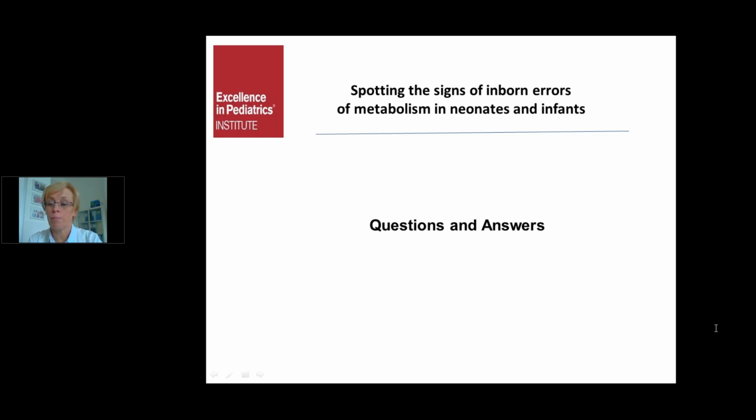What are the main patterns of inheritance in inborn errors of metabolism? Well, there are all possible patterns, all types of inheritance are possible in inborn errors of metabolism. Of course, autosomal recessive is the most common. However, again, all types of inheritance are possible, including mitochondrial, which is sometimes difficult to explain to the parents.